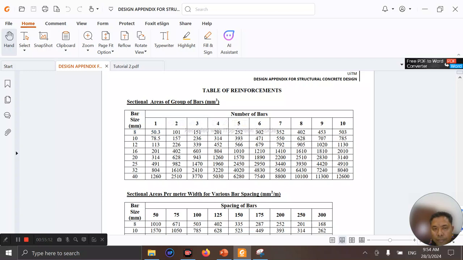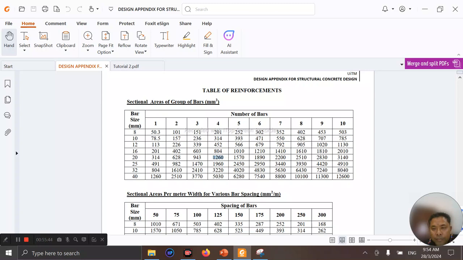Kalau katalah saya letak besi 4 batang and then the diameter of the bar is let's say 20, so I will refer to 4 numbers of bar and 20 mm diameter. So the area is 1260 millimeter squared dan seterusnya. Lagi banyak bar, lagi besar diameter, lagi besar area. The smaller your bar diameter, the smaller the number of bars, the lower will be the area of the steel. Hopefully you understand this part.